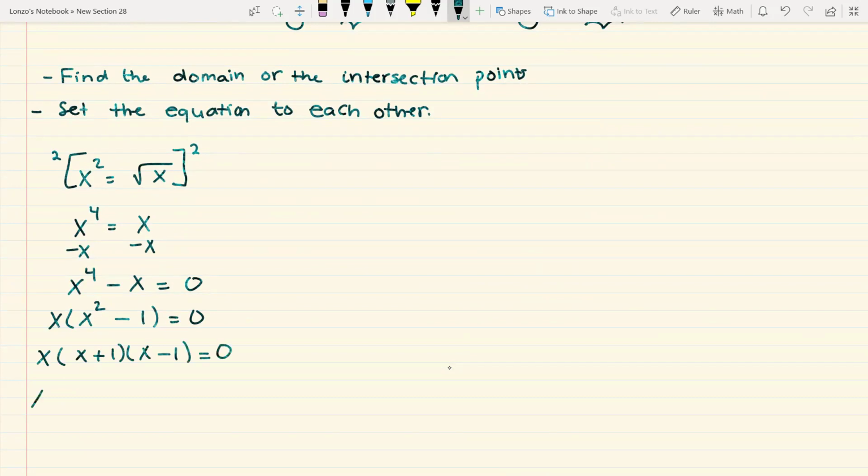And then when you actually solve for x, you get x equals 0, x equals -1, and then x equals +1.